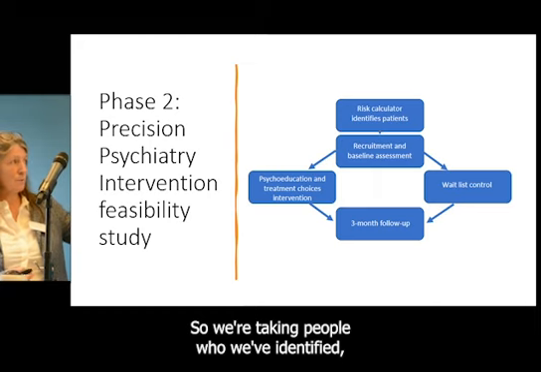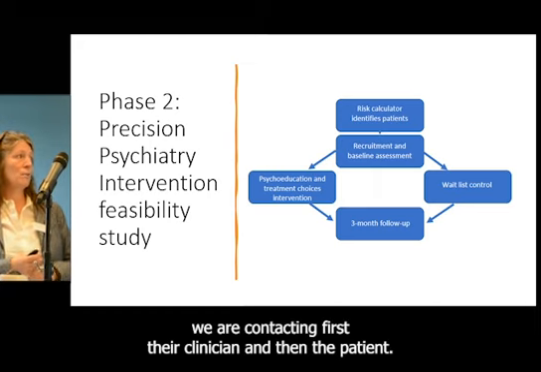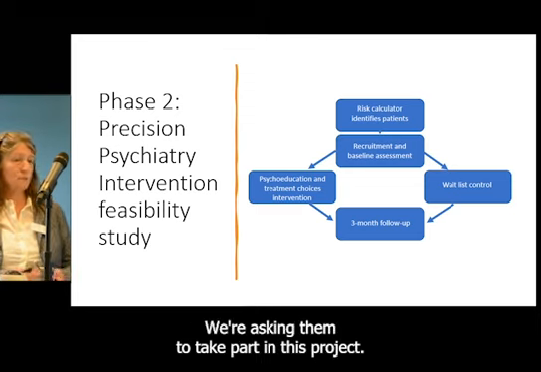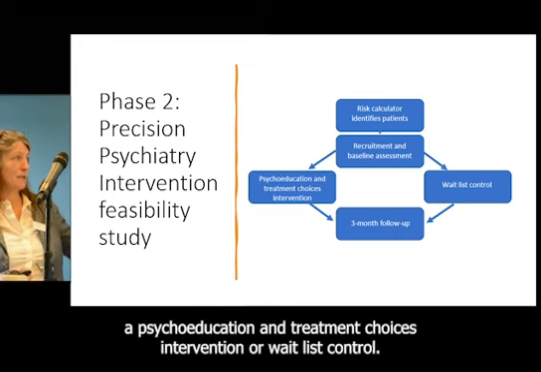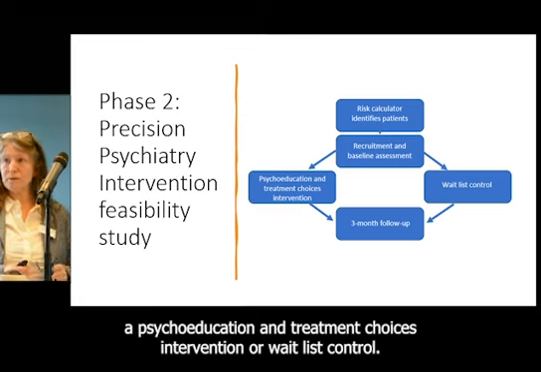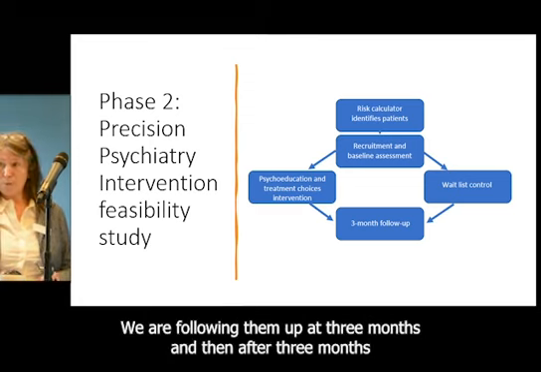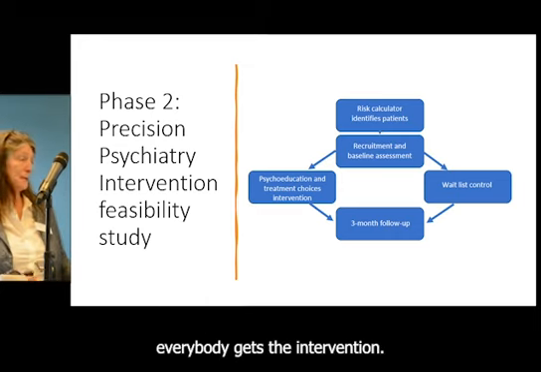So we're taking people who we've identified, we are contacting first their clinician and then the patient, we're asking them to take part in this project, we're randomly allocating them after baseline to receive either a psychoeducation and treatment choices intervention or waitlist control. We are following them up at 3 months, and then after 3 months everybody gets the intervention.